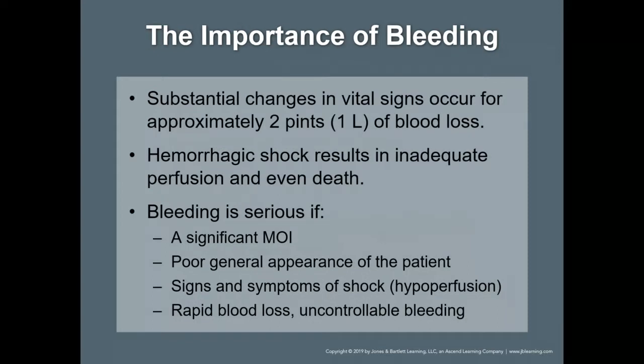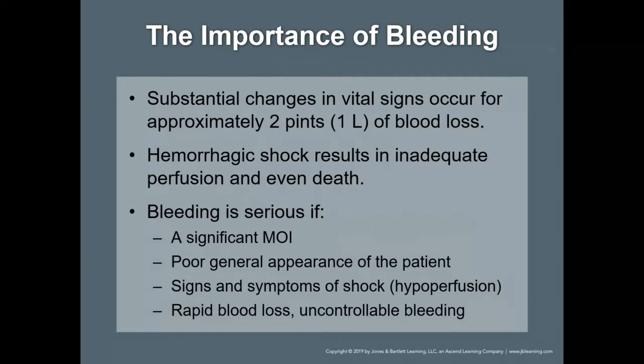So substantial changes in vital signs can happen when just 1 liter of blood is lost. But our body automatically compensates by increasing our heart rate and our respiratory rate in order to try to maintain a blood pressure for as long as possible. Our body tries to save itself, tries to maintain that perfusion.